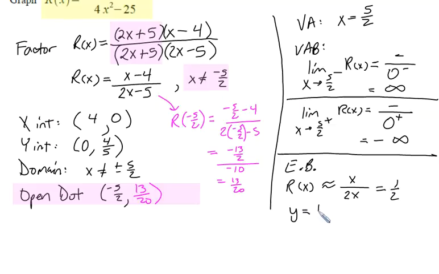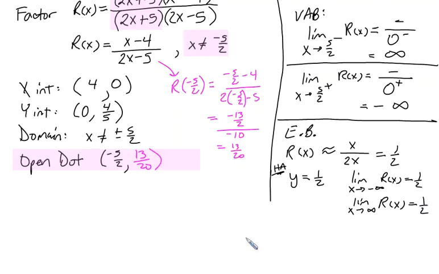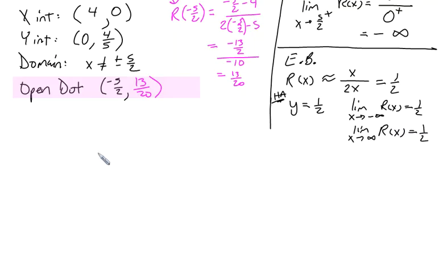So this is going to have a horizontal asymptote of y equals positive 1/2, meaning that as x gets close to negative infinity, our function gets close to 1/2. And the limit as x approaches positive infinity of our function is likewise going to be 1/2. So let's put all this stuff onto a graph.